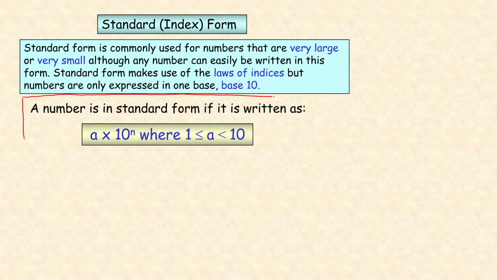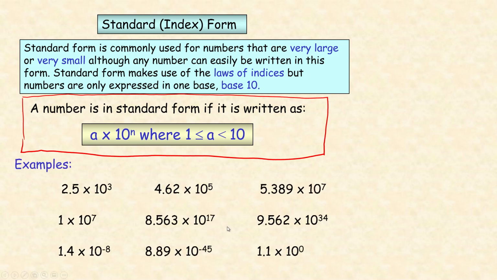We can write the number as a times 10 to the power of n, and a has got to be between 1 and 10. Okay, it's got to be smaller than 10, so it can be 9.9 something, but it can be equal to 1. Some examples of standard form are these. So 2.5 times 10 to the power of 3. You can see the number between 1 and 10.